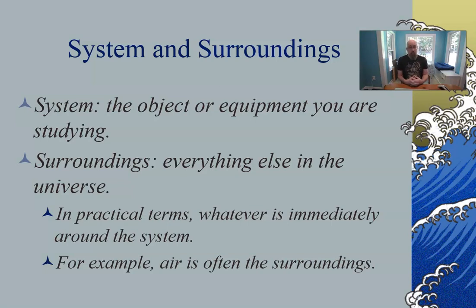Which in the lab would include the beaker, would include the hot plate, the air in the room, anything else that's around the outside of that. I mean, theoretically, everything else in the universe, but of course, in practical terms, we mean the immediate surroundings around it. So air is often the surroundings. Going back to my body, the example of losing heat when thermal energy flows out of my body and into the air. My body would be the system, and the air would be the surroundings. Sometimes environment could be used as surroundings as well.